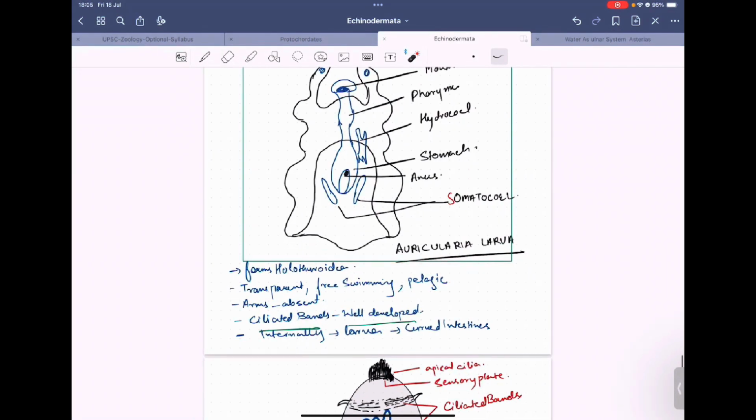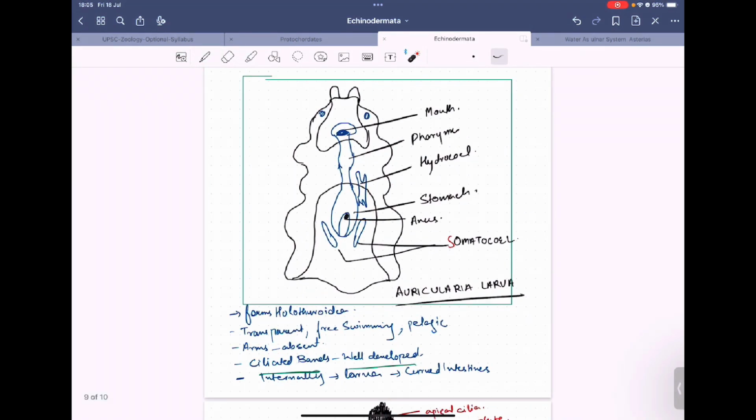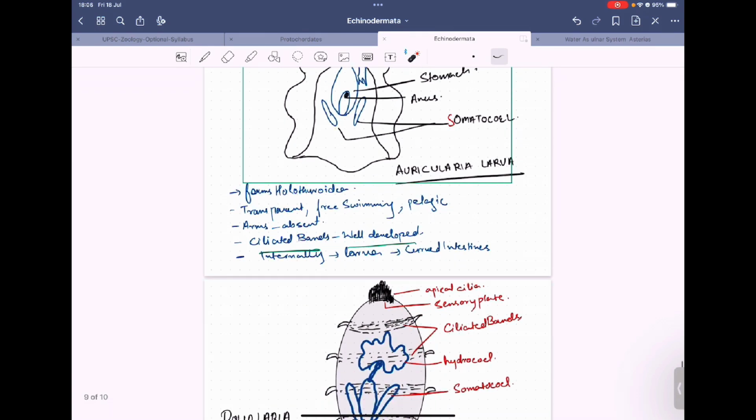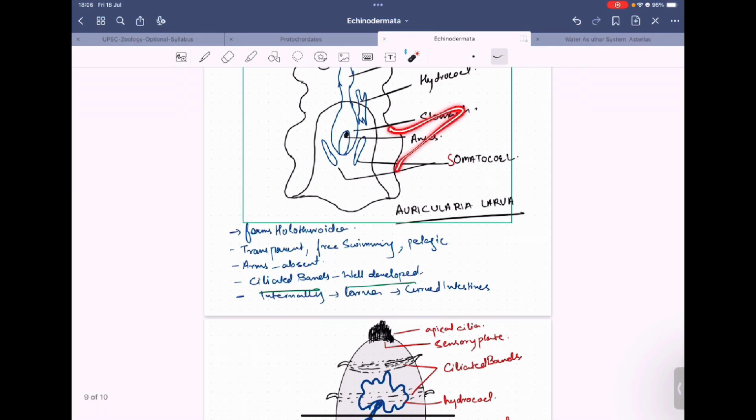Next larva is the Auricularia larva. The Auricularia larva is also bilaterally symmetrical. You will also observe a hydrocoel in it. There is pharynx, there is presence of mouth, there are stomach, anus, somatocoel. So it is found in Holothuroidea, the Auricularia larva. It's transparent, it's free swimming, and it's pelagic. You will see that there are no arms. There is absence of arms. There are ciliated bands, and these are well developed, and internally the larva has curved intestines.